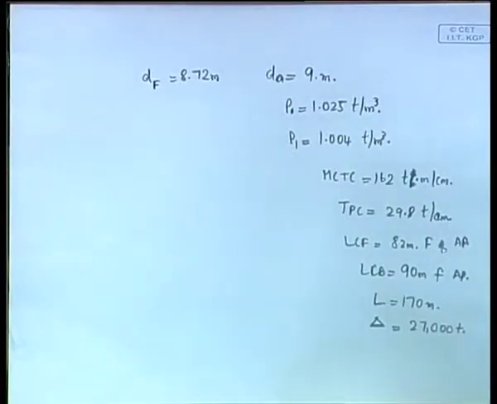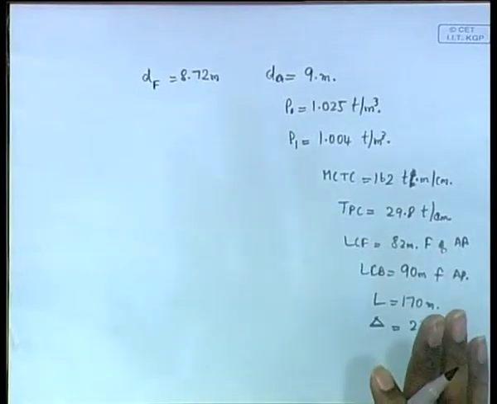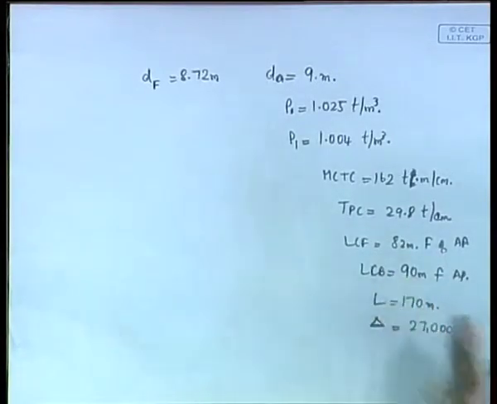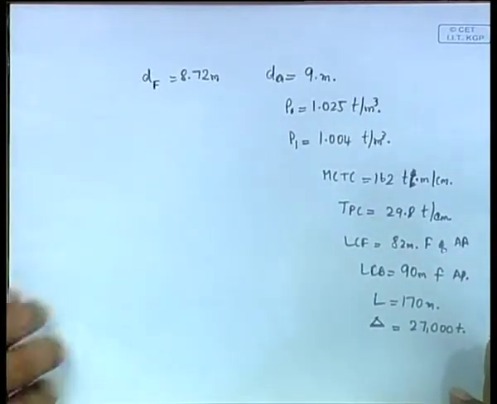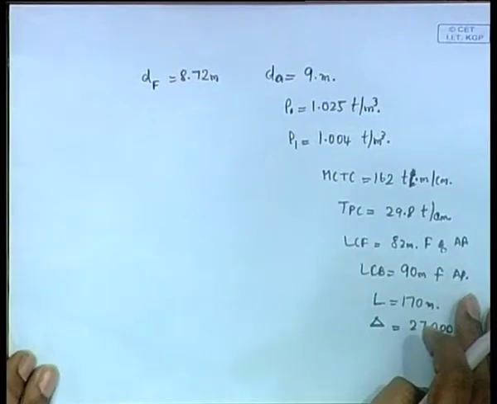With this data, you are asked to find the change in trim and finally the final drafts due to the ship moving from salt water initially at a density of 1.025 into ordinary water of density 1.004.